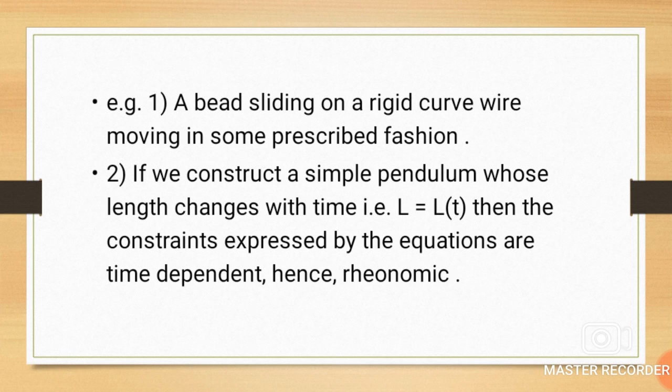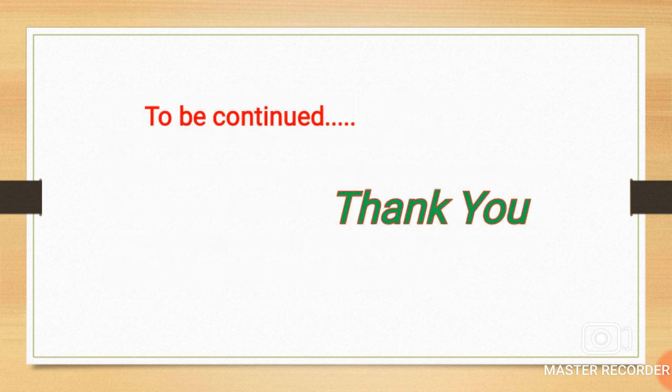So these are the 2 types of constraint, scleronomic and rheonomic, which are based on whether the constraint is time dependent or time independent. Now the second criteria we will discuss in our next video. So we will continue with that in our next video.